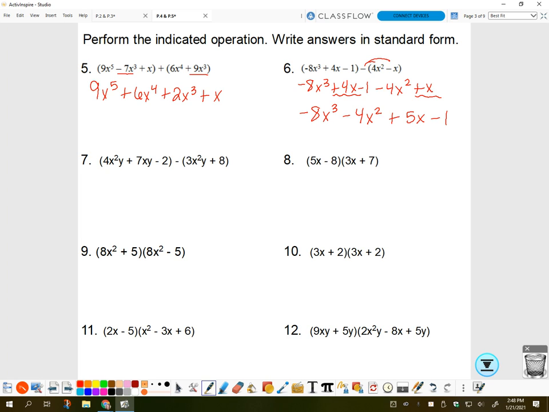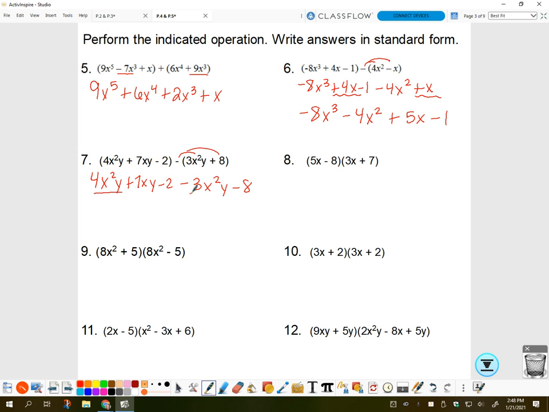All right, so number 7, I would say that maybe you should pause and try this one and then unpause and see how you did. All right, so the first one stays the same to start. We distribute the negative, which changes the signs of the things in the second parenthesis. And then we combine our like terms.